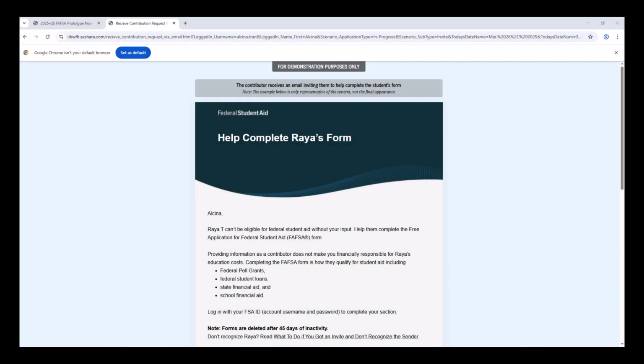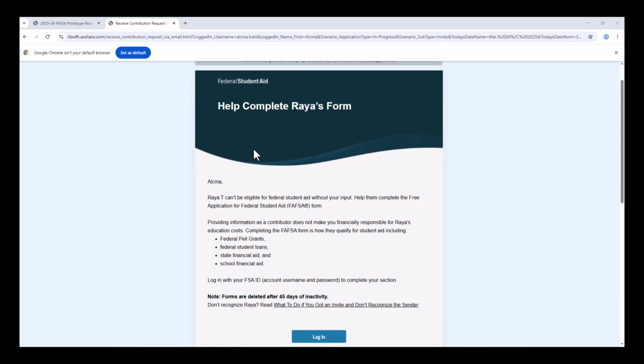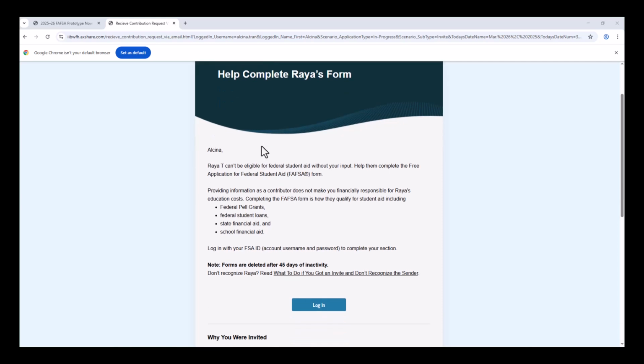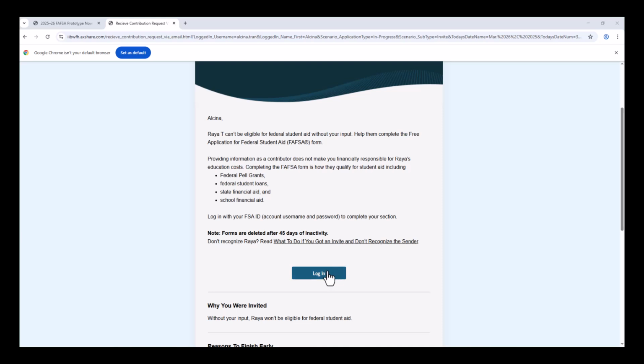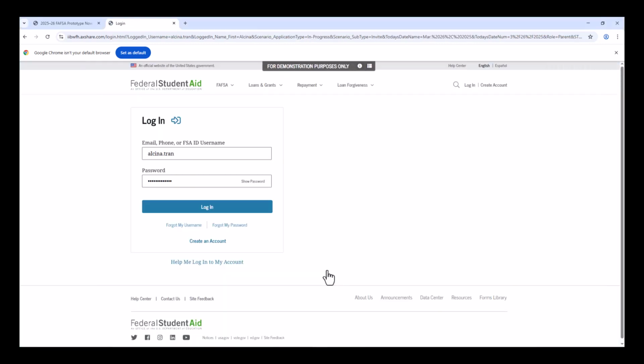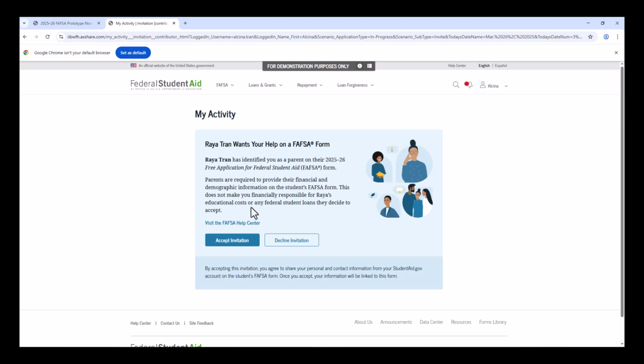Okay, so now we have shifted to the email invite that was sent to mom once the student has completed their section. As you can see here, mom would get an email letting them know that Raya will not be eligible for federal student aid unless you provide your input. So from that point, mom will need to log into her studentaid.gov account with her username and password. So we're going to log in here. From there, we're going to accept the invitation to complete our section for Raya's application.